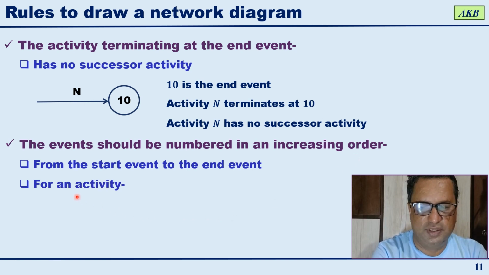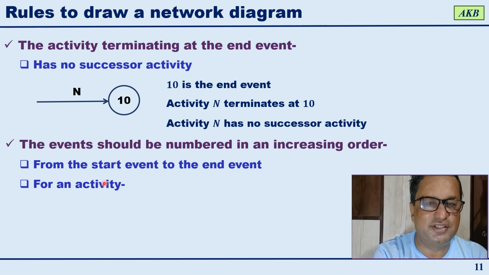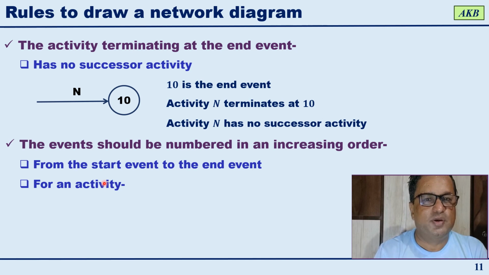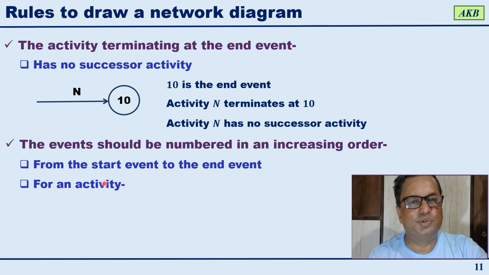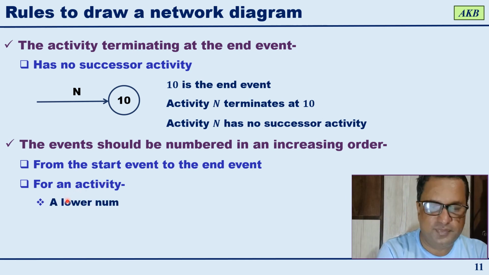It is straightforward. You start at the start event and you stop at the end event. As you move from start event to the end event, you number those events in an increasing order. You start at 1 and then you go on like 1, 2, 3, 4, 5 and 10, the last event. While numbering events on the network diagram, you have to follow an increasing order. You give the lowest number to the start event, then go on increasing the numbers. When you come to the end event, give the highest number to that event. That is what you have to understand.